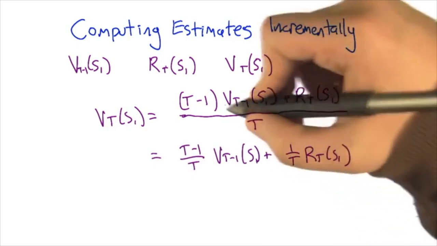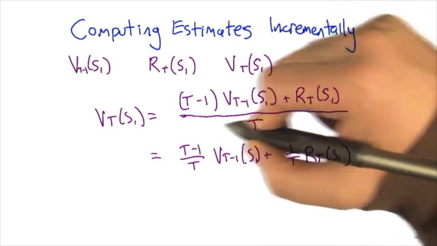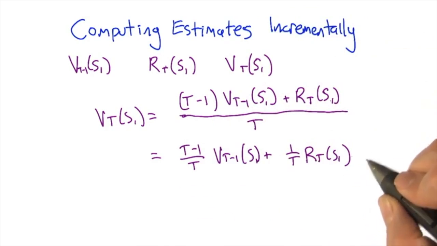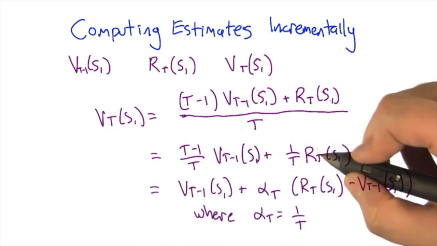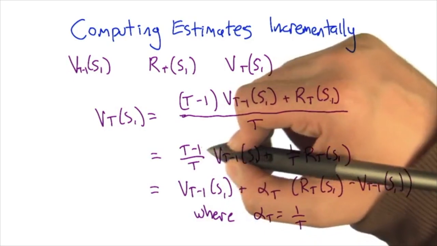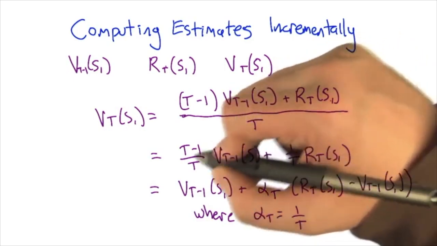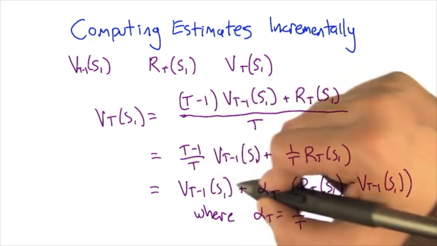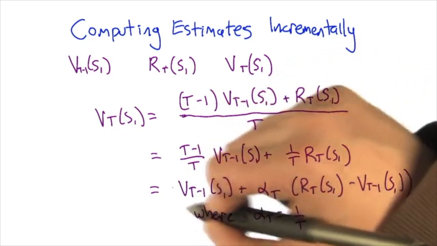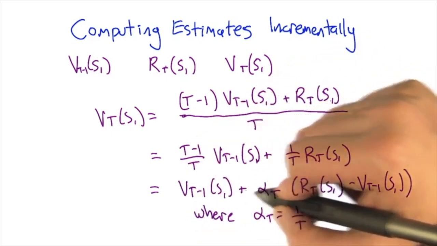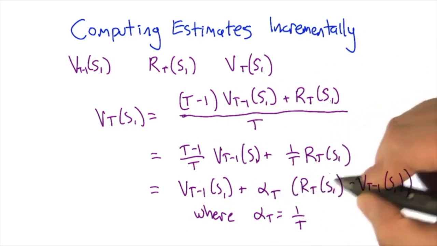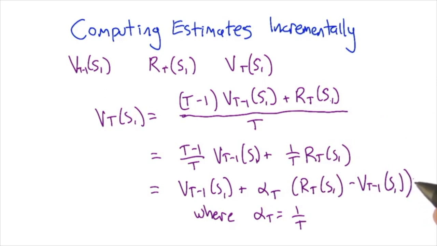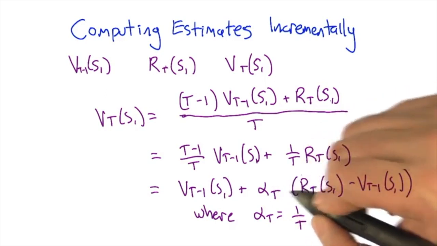Sure. So first I'm just going to divide through by this capital T and split it into two pieces of the sum. Okay. All right, and so then we can regroup things as follows. So I guess mainly the idea is that we split this (t minus 1) over t into a t over t and a minus 1 over t. So that gets us V_{t-1} of S1 plus 1 over t of (R_t of S1 minus V_{t-1} of S1). So I wrote it kind of funky.